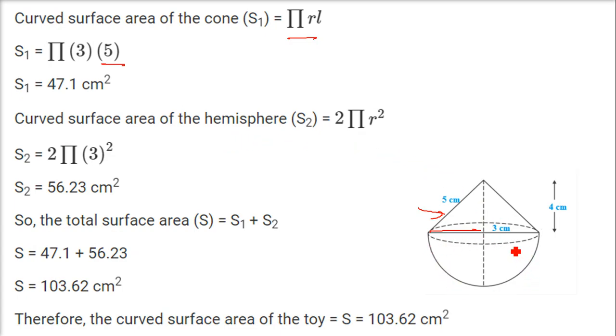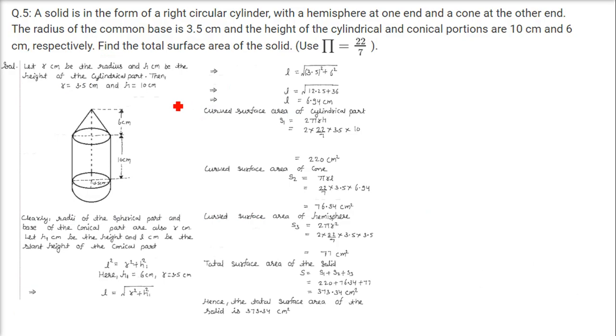Now curved surface area of the hemisphere. Total surface area a sphere has is 4 pi r square, and a hemisphere will have 2 pi r square. So 2 pi, again 3 square. So it will come as 56.23. This will come as 47.1. So you just have to add these two, and this is going to be 103.62 centimeters square. This is the curved surface area of the toy.